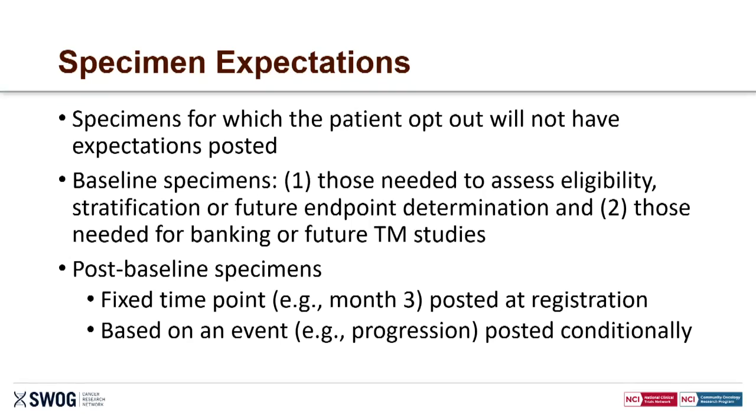as our science has gotten more complicated, and as the kinds of questions we can ask of the kinds of tissue we collect or specimens we collect. So they're complicated. And specimens expectations, first of all, patients can opt out of expectations.